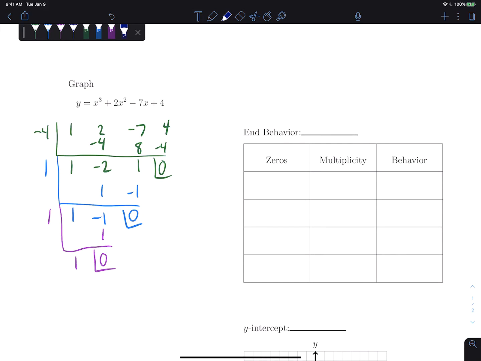It's kind of hard to read, so let's use, say, green. And it's a little bit better. So our zeros are -4, 1, and 1, whereas this 1 down here, that is the leading coefficient.